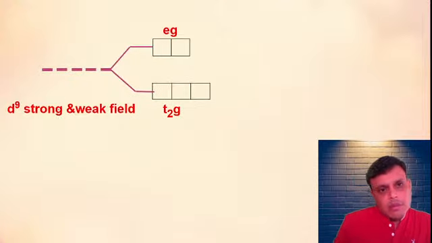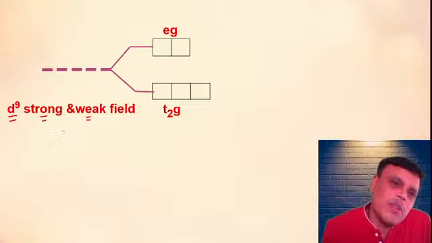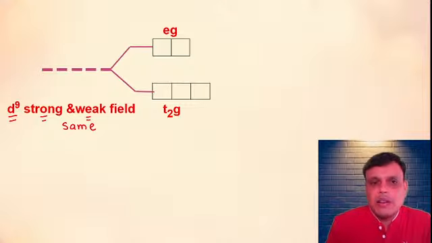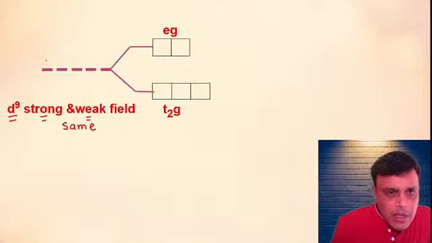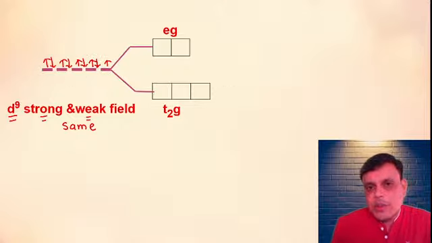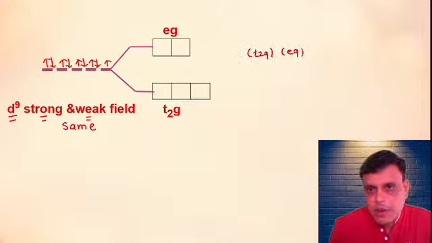Take one more example: D9 system, strong and weak field. So for a D9 system, strong or weak field, it is the same. ठीक है, अगर D9 system है तो whether the complex is strong field or weak field doesn't matter. So you have 9 electrons in the free metal ion. I will draw here 9 electrons, and you have to fill these electrons in T2G and EG orbital. ठीक है, चलो करो जल्दी से फिल और बोलो मुझे इलेक्ट्रॉनिक कॉन्फ़िगरेशन.